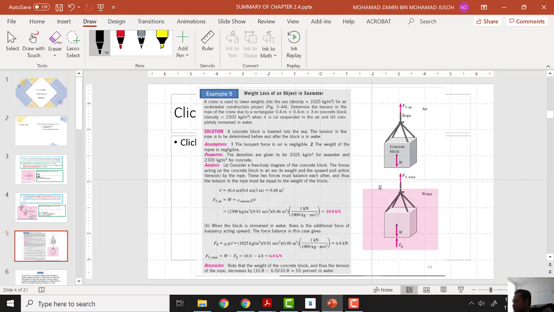Now let's look at an example. A crane is used to lower weight into a sea, density of 1035 kg per meter cubed, for an underwater construction project. Determine the tension in the rope of the crane for a rectangular concrete block, 0.4 meter times 0.4 meter times 3 meter, when it is suspended, A, in air, and B, completely submerged in water.